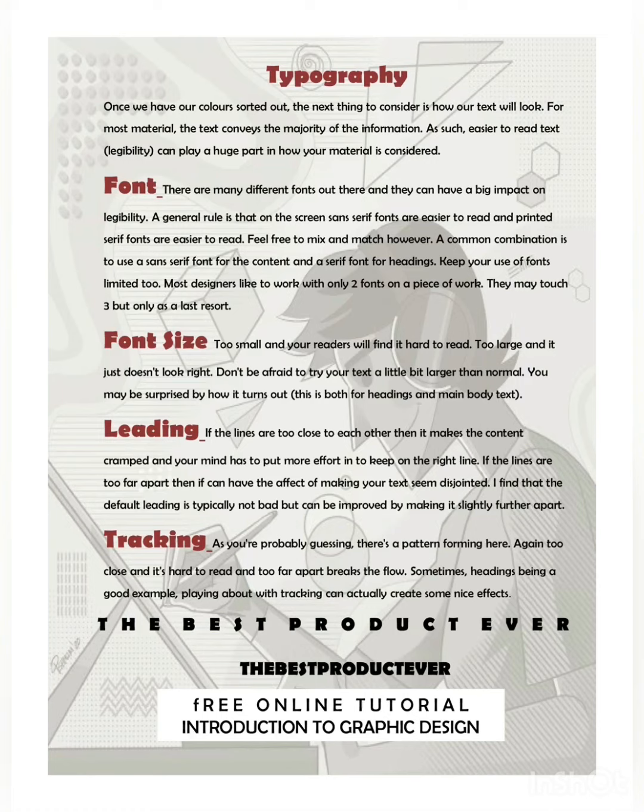Now going to tracking, we're just talking about the spacing between each letter. You can see, for example, this is the best product ever. The first one is too spaced and it's quite difficult. You're going to take a lot of time to actually figure out what this is. At some point you may be mixing up the letters. Then the second one is too cramped. It looks like one word, which is wrong.